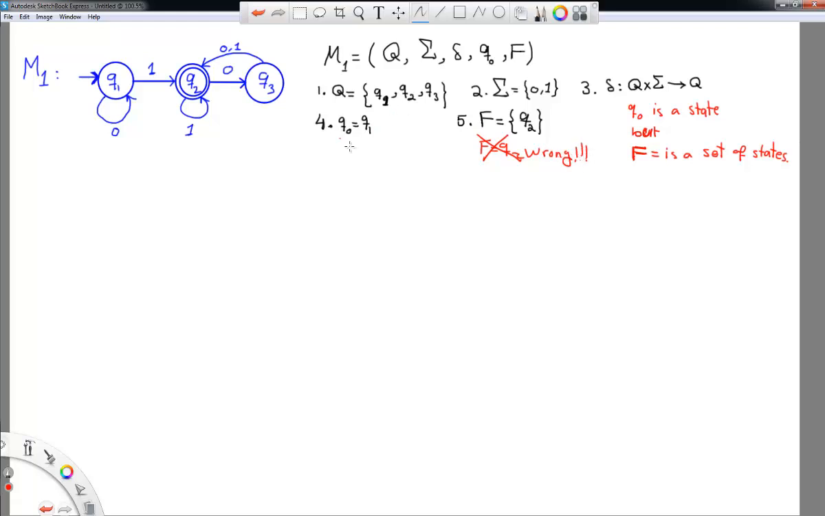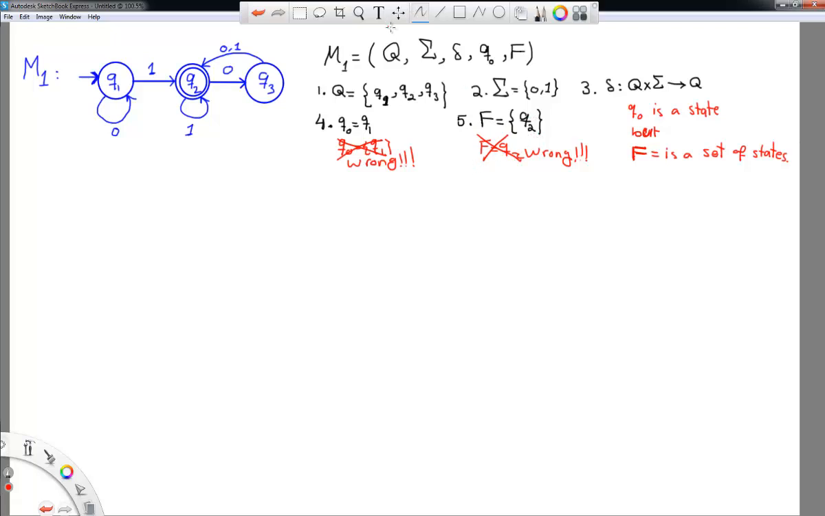Also, if you say Q sub 0 is set Q sub 1, this is wrong. So be extra careful when you're defining your finite automaton. Remember, I said that the formal definitions are very, very precise. Even putting curly braces over Q sub 1 makes your definition wrong, or forgetting to put the braces over Q sub 2 for the set of accept states would make your definition wrong.